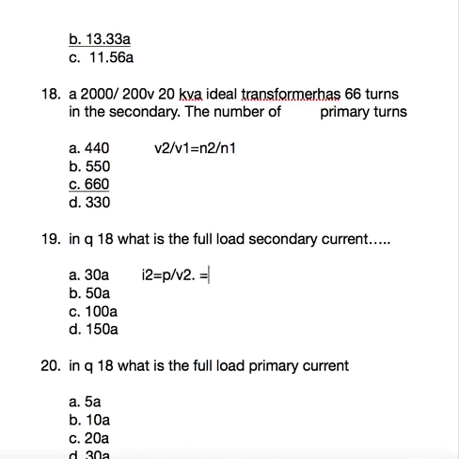How? It is P, 20 kilowatt, 20,000 divided by 200. Here we can say that 2 hundreds are 200, 2 tens are 20, and 200 hundreds are 2 into 100, which gives 20,000. So the answer is 100 amps.